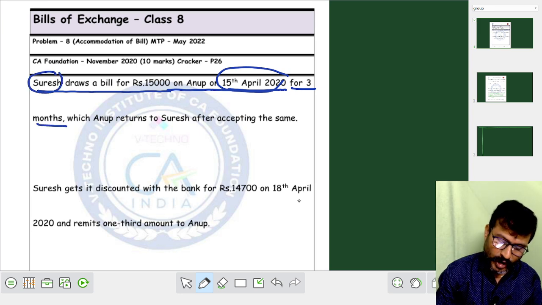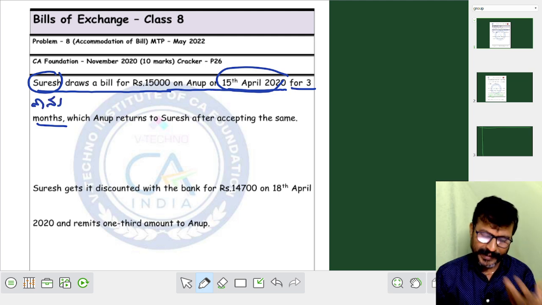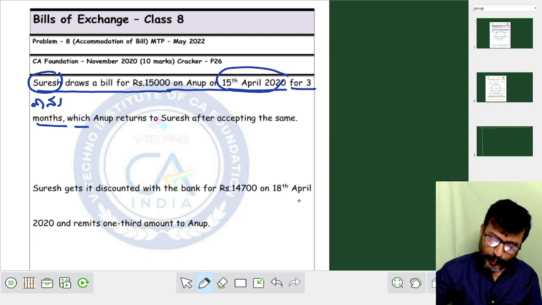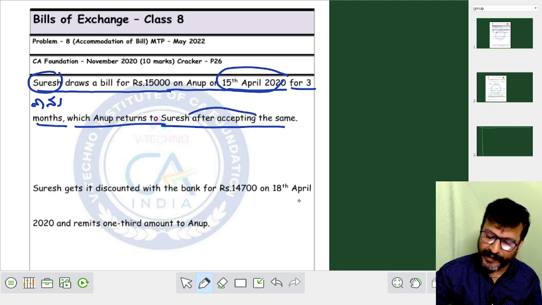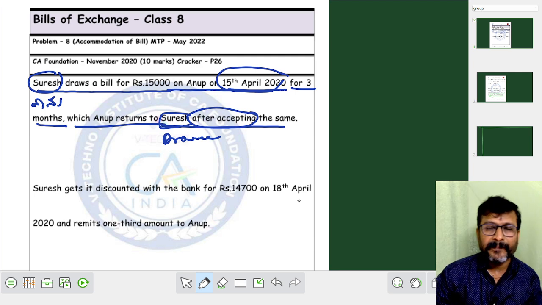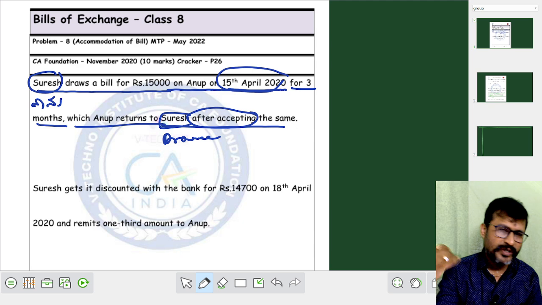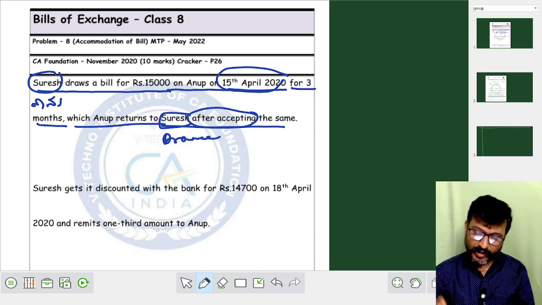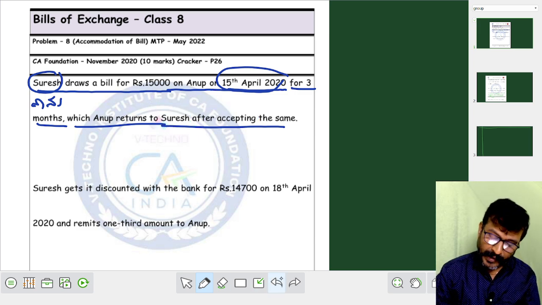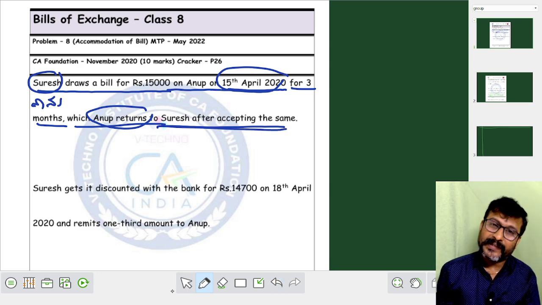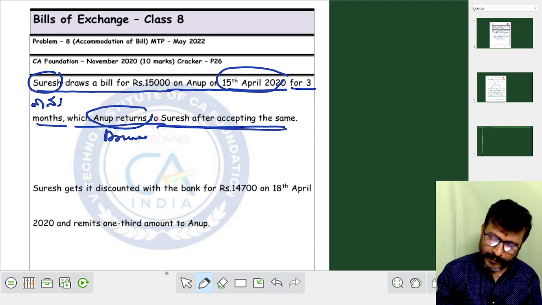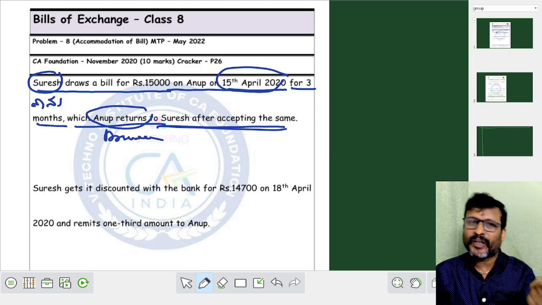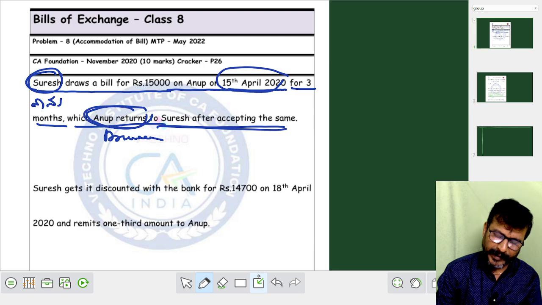Who is Suresh? Drawer. Drawer is Nanu. Anup returns it to Suresh after accepting. Then Suresh is a drawee. Suresh is Nanu, Suresh is debtor. Sorry, it is accepted by whom? Anup returns it to Suresh after acceptance. Anup is a drawee, Anup is debtor, because it is drawn by Suresh and accepted by Anup.